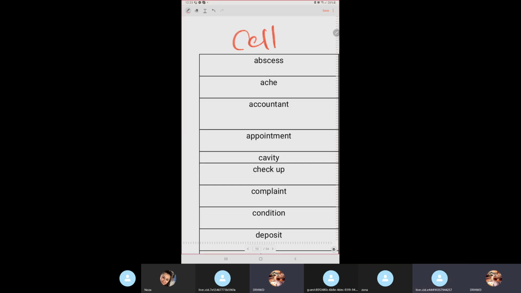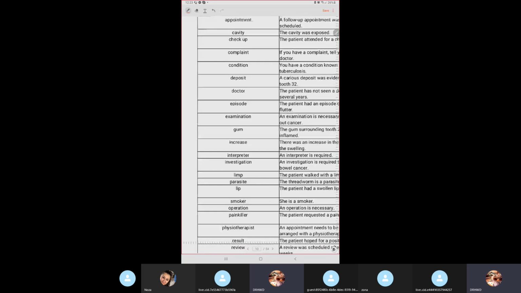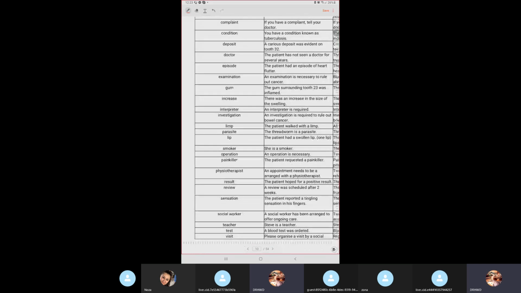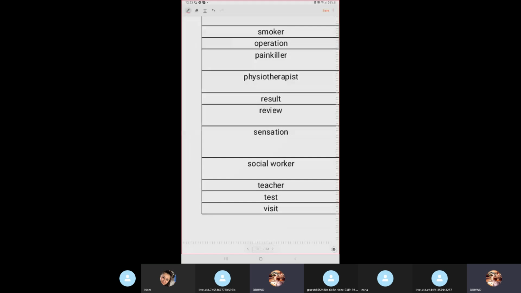Countable. Yes, why? We can count the amount of cells. You can count the amount of cells, right? I could say a cell, one cell, two cells, three cells. Unless it becomes a tissue, then it becomes uncountable, right? So hopefully you guys are following. It's really, really important that you understand it. Review is countable, sensation is countable, social worker, test, visit, these are all countable.